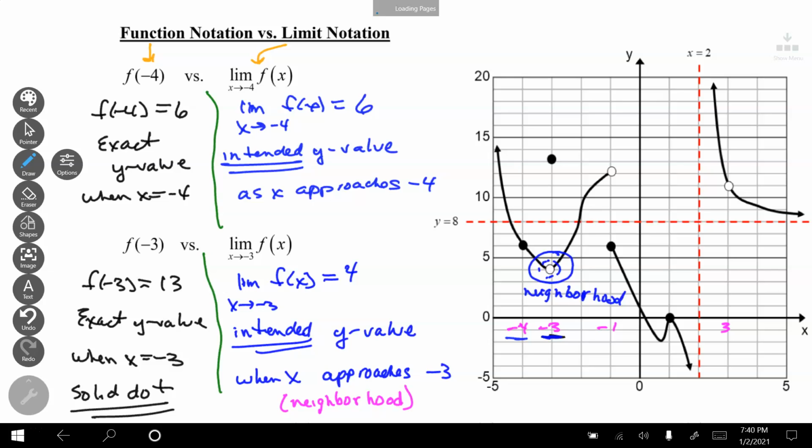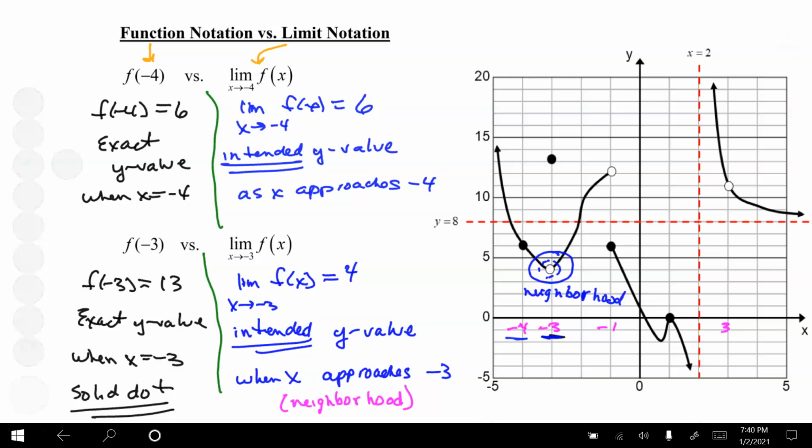So the idea is this, and we'll do more examples in a second. A solid dot matters when I ask about a function's value, function notation. But when I do a limit question, even though it's asking for a y value, it doesn't matter if it's an open or closed dot. It does not matter. It's asking what y value is it getting closer to? What is this intended y value? It never has to get there.